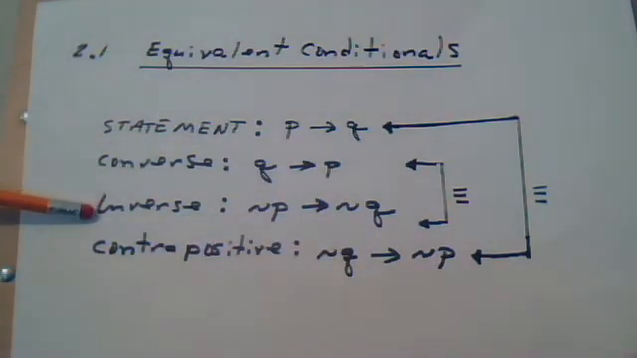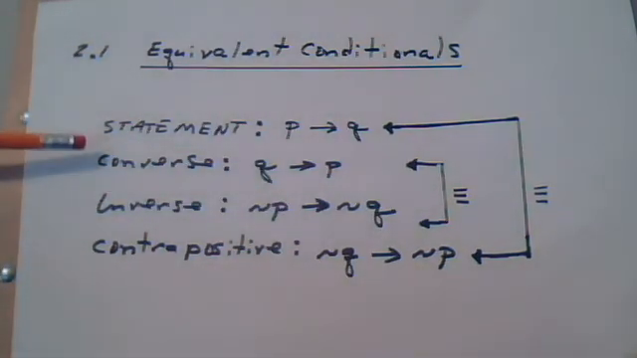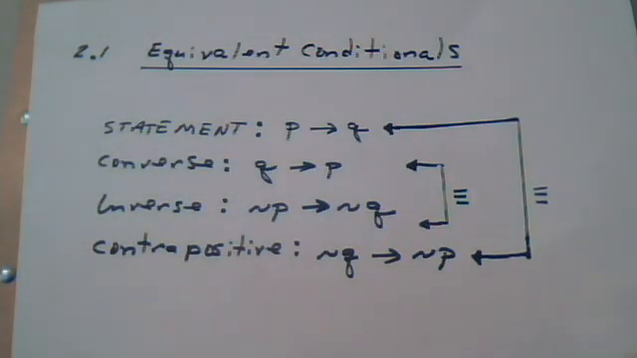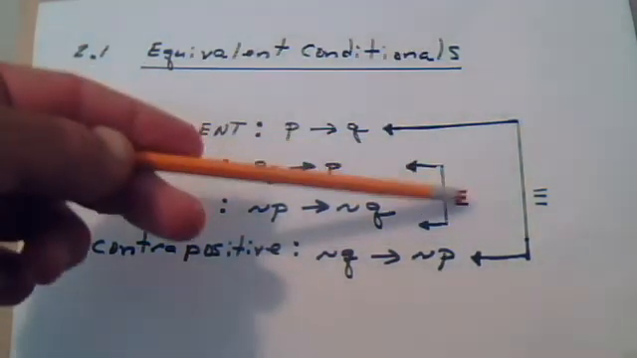The converse and the inverse are related. If the converse is true, then the inverse is true. If the converse is false, then the inverse is false. This symbol means equivalent.